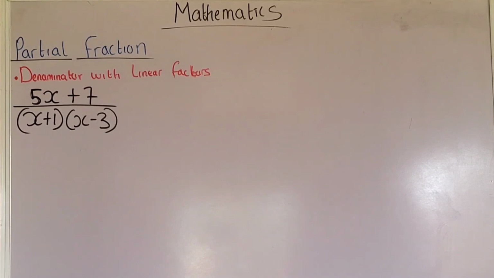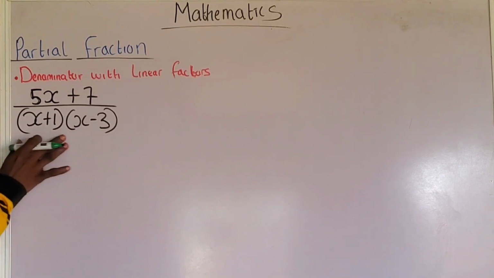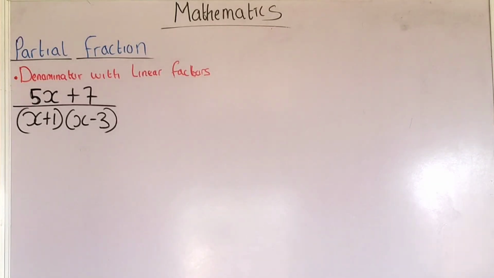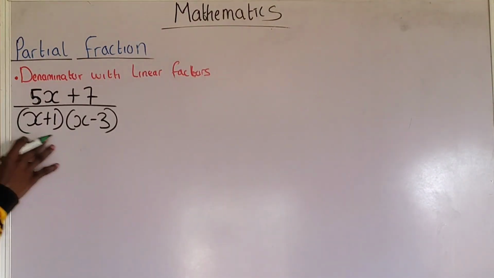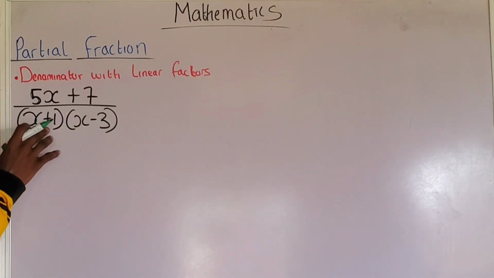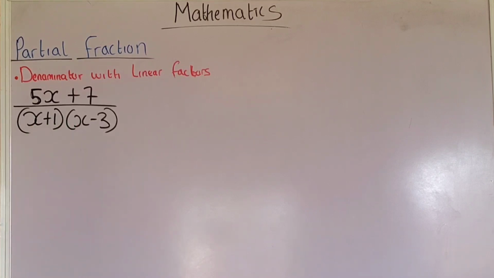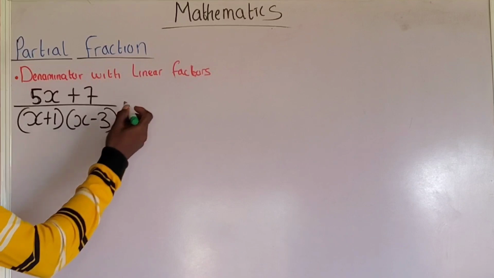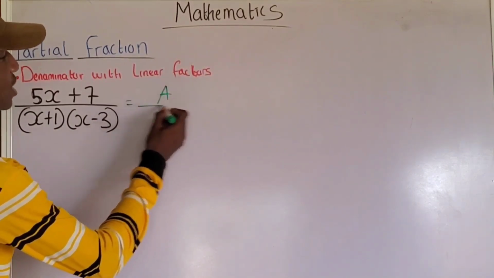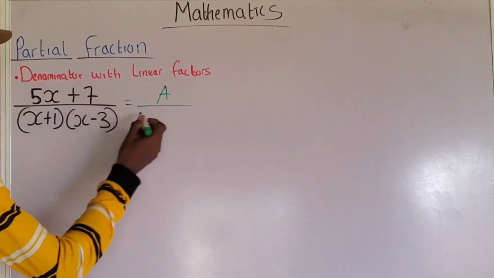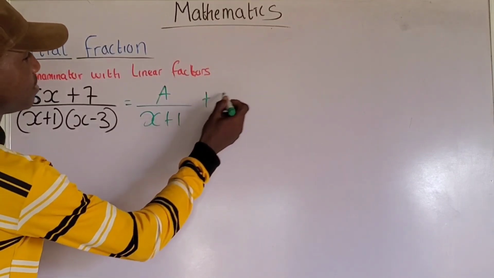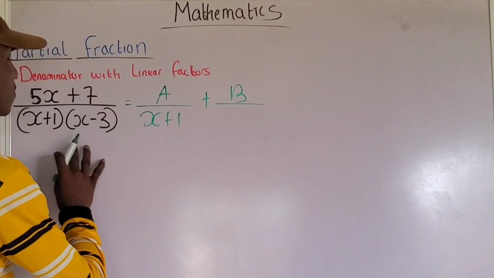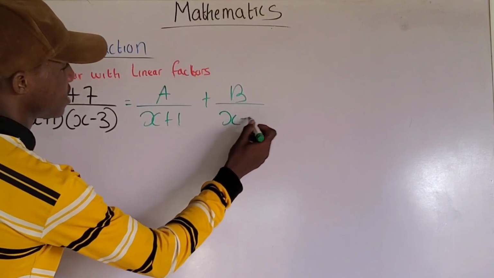I want you to pay attention. Now, because this fraction has two factors, you understand? The factors are what? x plus 1 and x minus 3. Hence, we are going to have two fractions at the right hand side. You understand what I'm saying? That is, the fraction is going to look something like this: A, which is the numerator of one of the factors, x plus 1, and plus B, which is the numerator of the second factor, that is x minus 3.